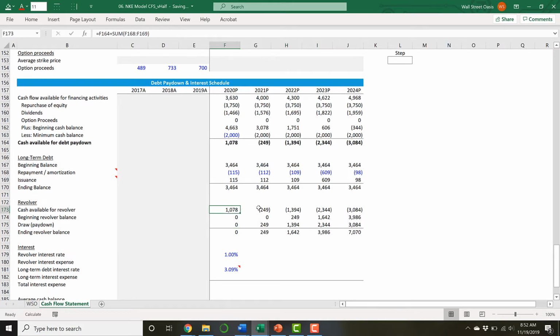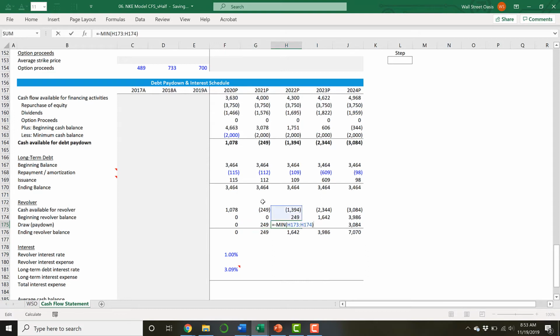And look at what happens here. In our 2021 projected year, we have negative $249 million available for our revolver. Our revolver balance is 0. It's noticing what is the smallest number in row 173 and 174. And the answer is this negative 249, which is less than 0, obviously. It's taking the minimum of those two numbers and then flipping the sign. So it's taking that negative 249, flipping the sign to give us a positive 249 drawdown to make up for that deficit in our available cash.